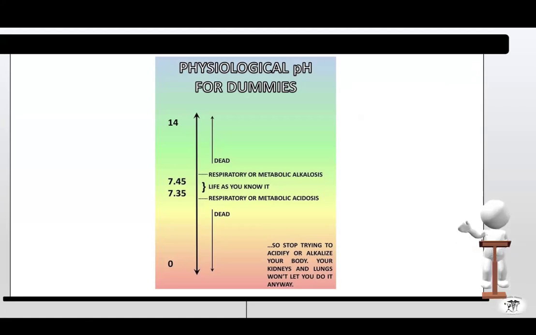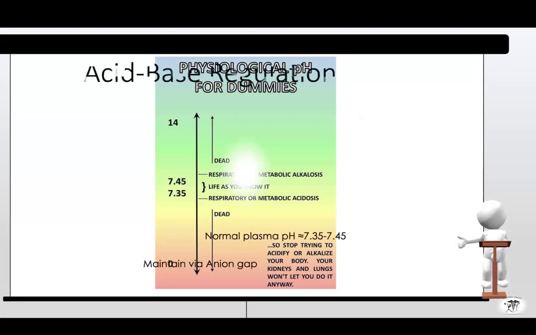And this is where we have to constantly remind ourselves that we need to stop trying to acidify or alkalize our body. Our lungs and our kidneys are constantly trying to compensate for changes in pH that we might have due to what we eat and what we are doing.